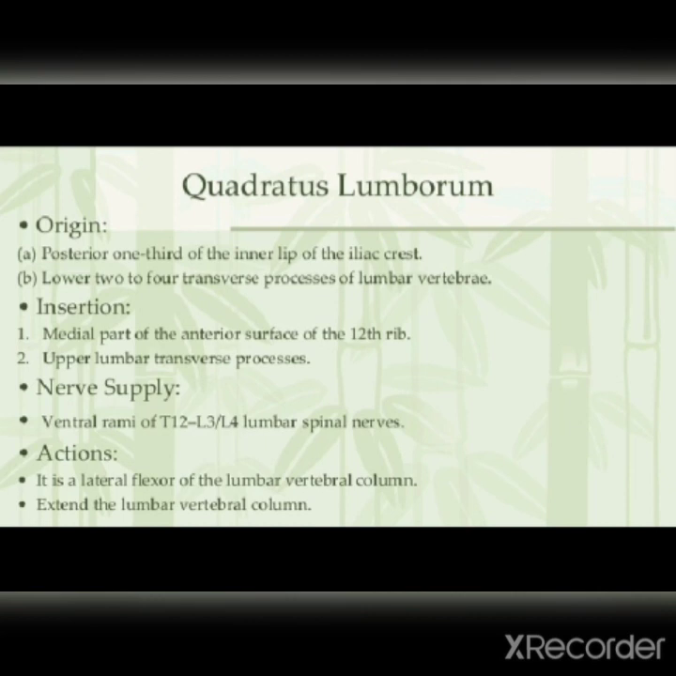So the ventral rami of T12, L1, L2, L3 and L4, these are the lumbar spinal nerves. Actions: it is a lateral flexor of the lumbar vertebral column, and it also extends the lumbar vertebral column.